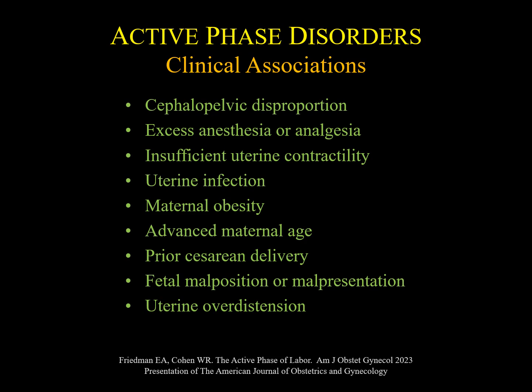Fully 40 to 50% of women with arrest of active phase have concomitant disproportion. A smaller number, roughly 20% of women with a protracted active phase, will require cesarean delivery for disproportion. Therefore, thorough clinical cephalopelvimetry is required in all cases. It is better to err on the side of intervention by cesarean in the presence of uncertainty about the safety of vaginal delivery.